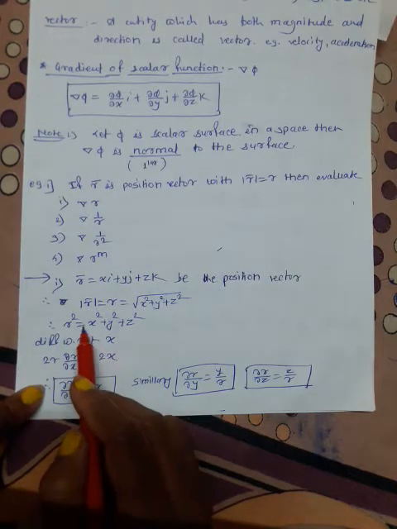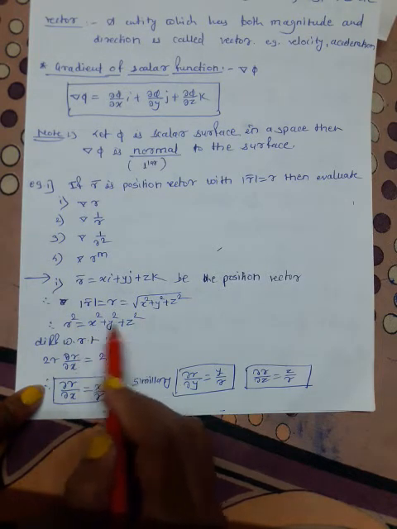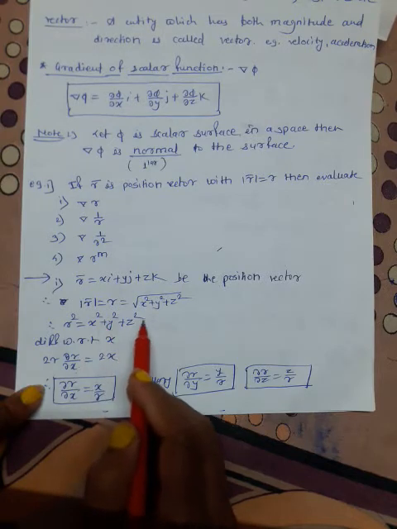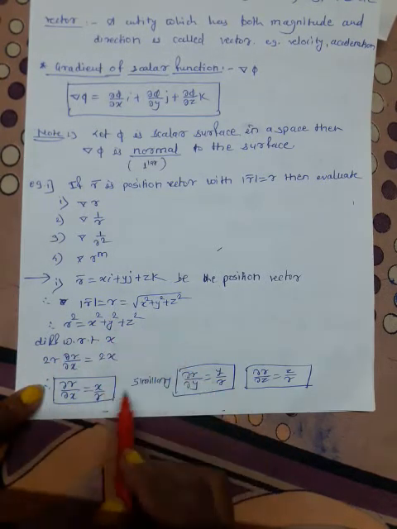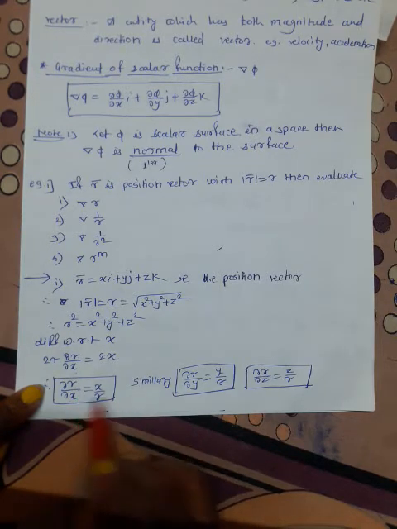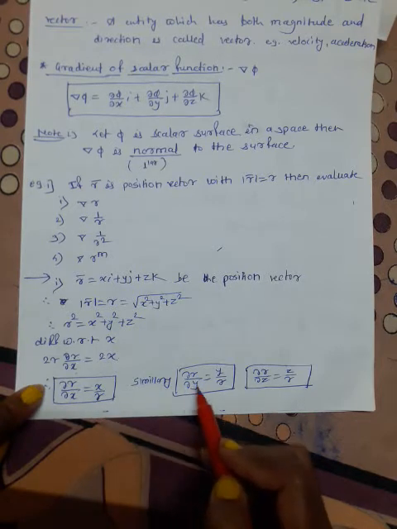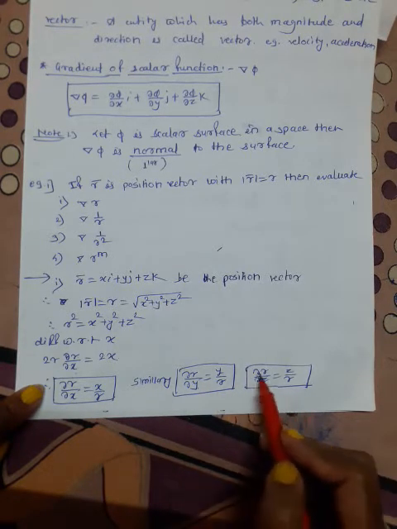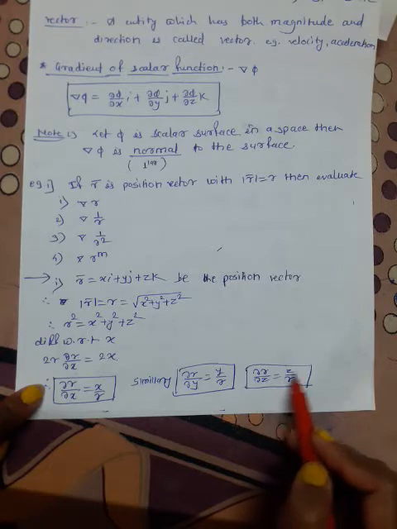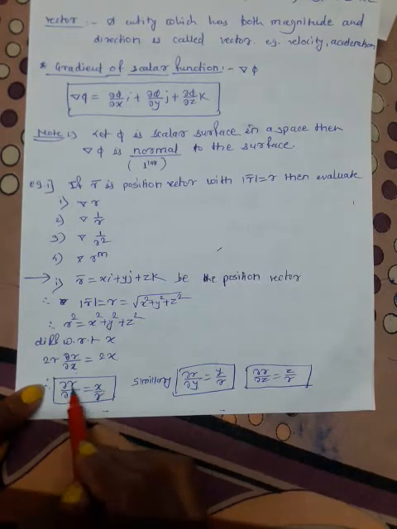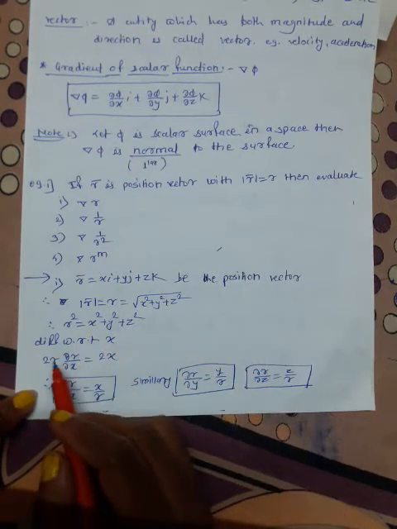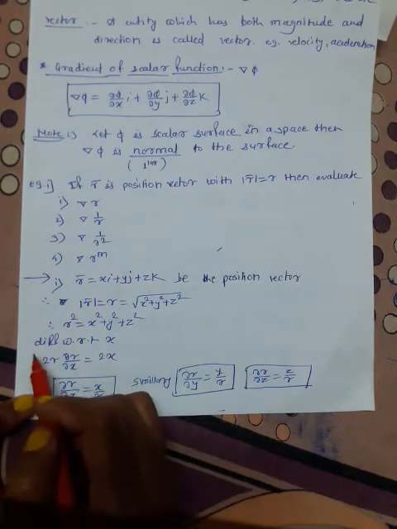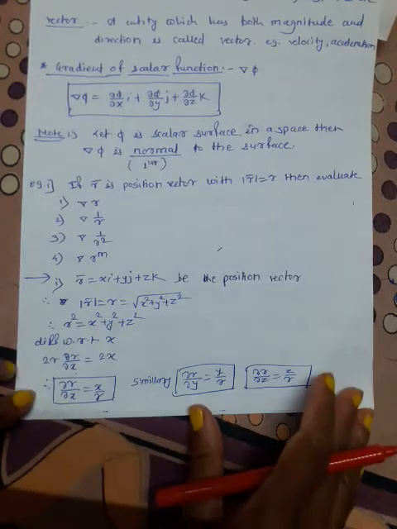Now in this r square, x, y, z terms are similar: x square, y square, z square. Those terms come in a similar fashion. That's why we can similarly write down dou r by dou y. If dou r by dou x is x by r, then dou r by dou y becomes y by r. Dou r by dou z is z by r. These are the standard derivatives we are going to use in every example. Let us start with the first.